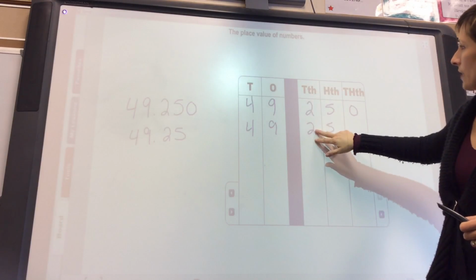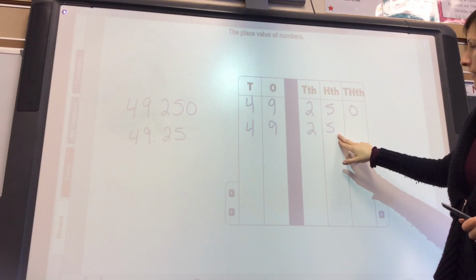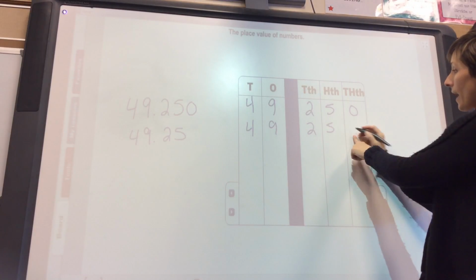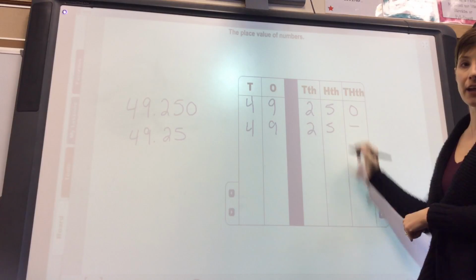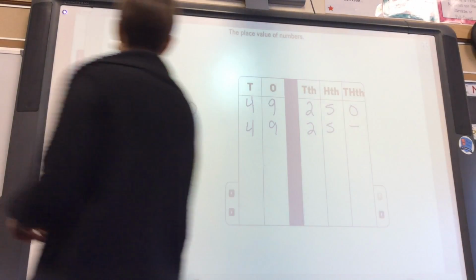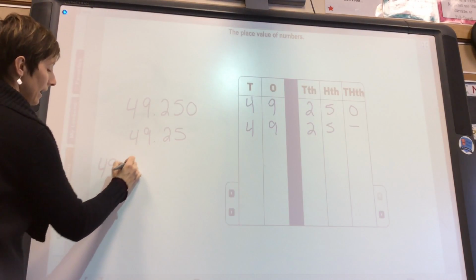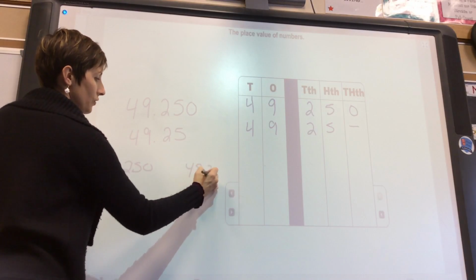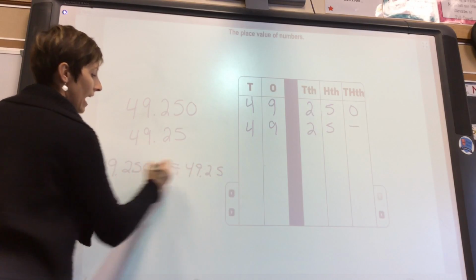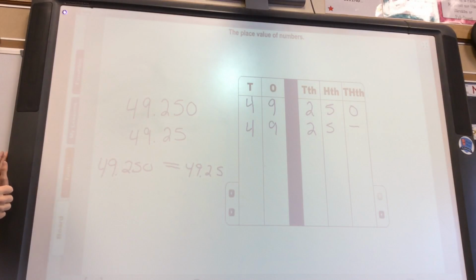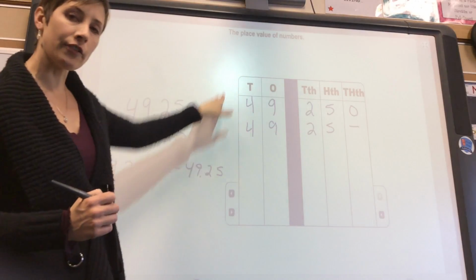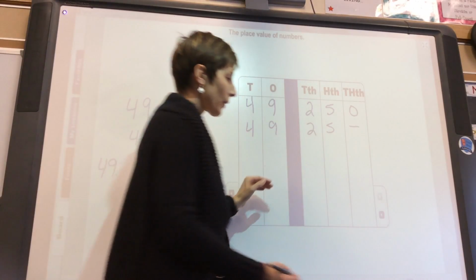They both have 2 tenths, 5 hundredths. This one has 0 thousandths. This one also has nothing in the thousandths place, so it has a value of 0. Therefore, if we take 49 and 250 thousandths, compare it to 49 and 25 tenths, they have an equal value. So remember, when comparing decimals, always start looking at the greatest place value and work your way down to the least place value.